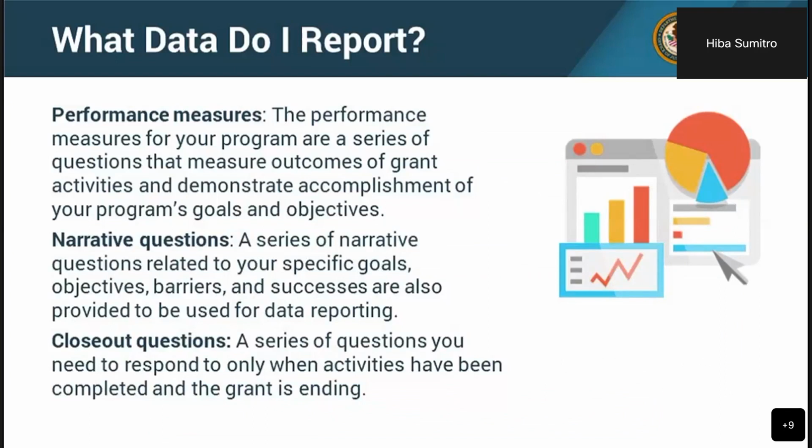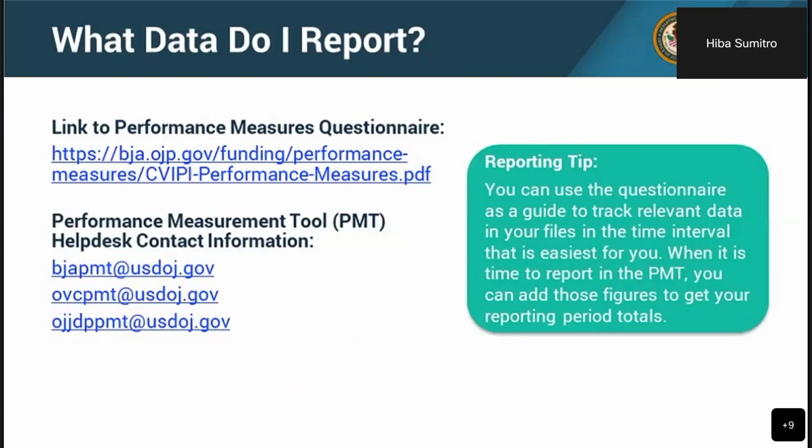Narrative questions are a series of narrative questions related to the grantee's specific goals. Objectives, barriers, and successes are reported on only in January and July. Closeout questions are a series of questions you need to respond to only when activities have been completed and the grant is ending. The Performance Measure Questionnaire outlines all of the questions that grantees are required to respond to.